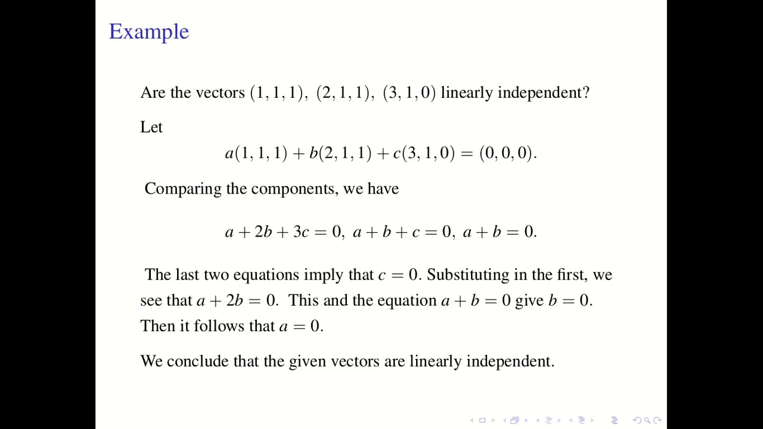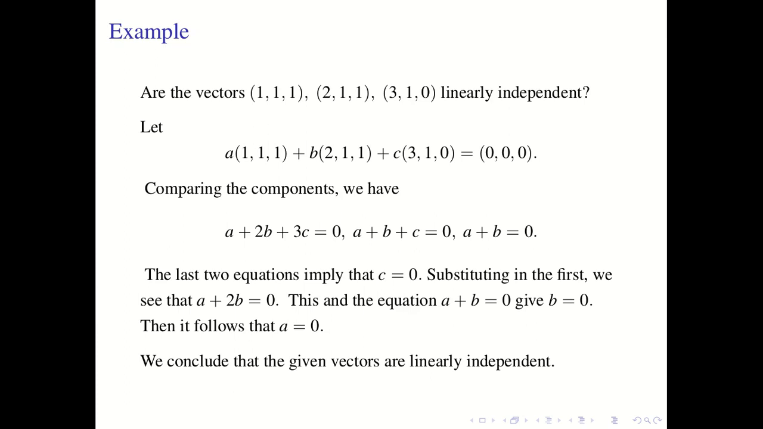Let us see an example. Are these vectors (1, 1, 1), (2, 1, 1), (3, 1, 0) linearly independent? So first, take a times (1, 1, 1) plus b times (2, 1, 1) plus c times (3, 1, 0) equal to 0. And we need to show that the only way this can happen is by getting a equal to 0, b equal to 0 and c equal to 0.